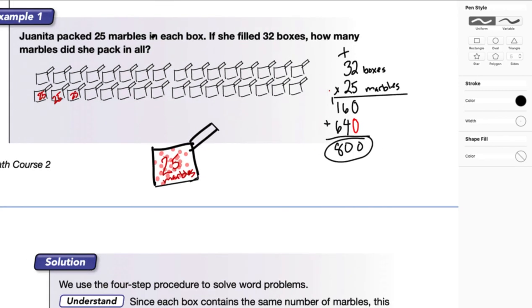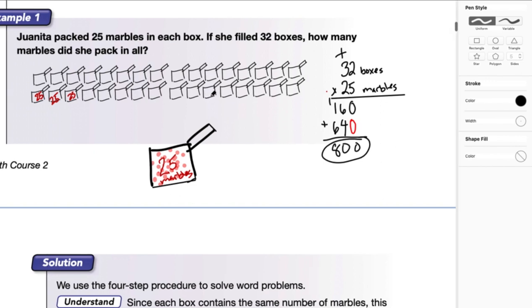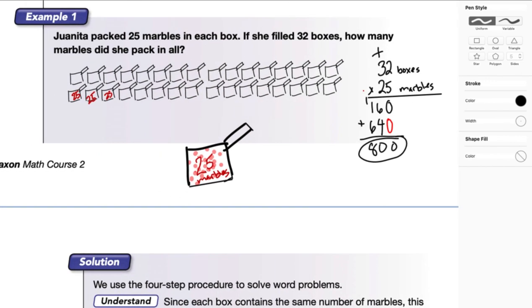Does that make sense? I hope so. Let me know if you see the same thing when you have word problems like this. Do you see why you need to multiply? All right, let's move on to the next.